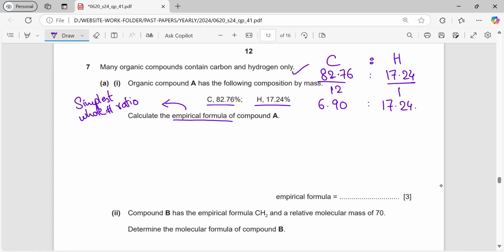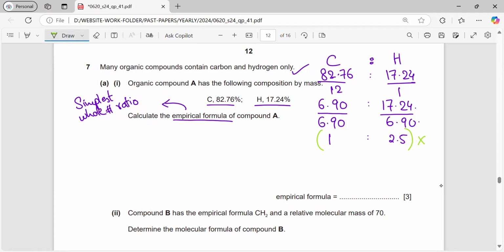Now, the next step is that we will divide both of them by the least number. The least number here is 6.90. We'll divide both of them by 6.90. So carbon will be 1 and hydrogen will be almost 2.5. Now, as you can see, hydrogen is not a whole number. It's coming 2.5. So to convert hydrogen into a whole number, we'll multiply both of these numbers by a number so that we get the answer in whole numbers.